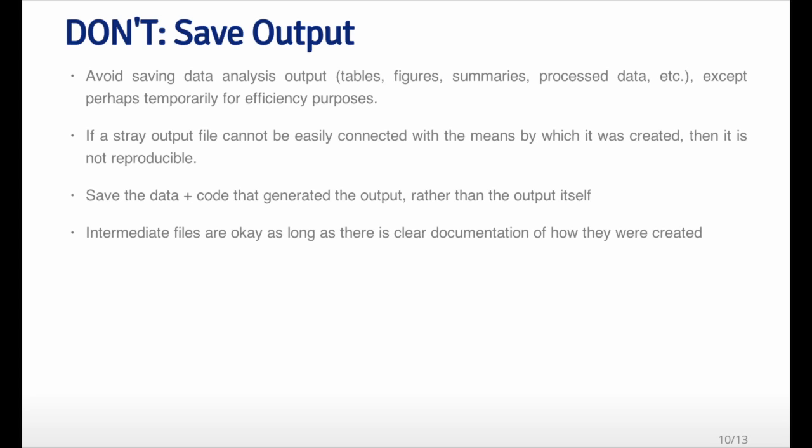But if you do keep intermediate files around, it's critical that you make sure that every intermediate file is documented, that you have code that generates that intermediate file, and that the data set that goes into it is clearly documented. So it's usually better to not save any output, because you can save the code and the data instead. But if you need to save things like intermediate files, then make sure that you have the code and the data to go along with them.